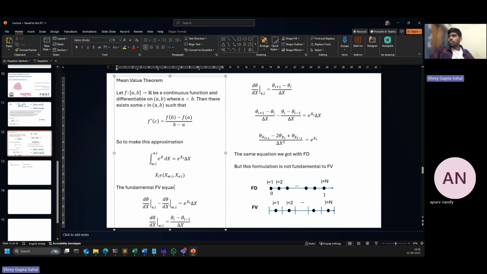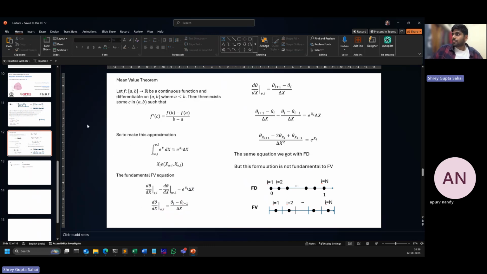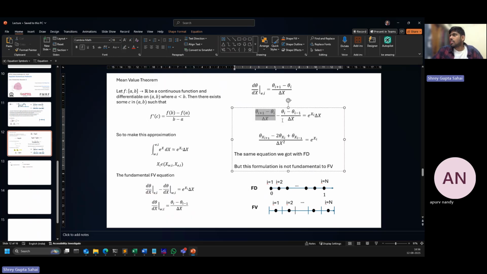Now, I am using a lot of jargon or just overemphasizing things here, but let's appreciate that. I'm saying this equation is the fundamental equation of finite volume methods. Okay, and the equation that we got after the Taylor series approximation is not important. It's a secondary form. Okay, I'll tell you why I'm saying this.